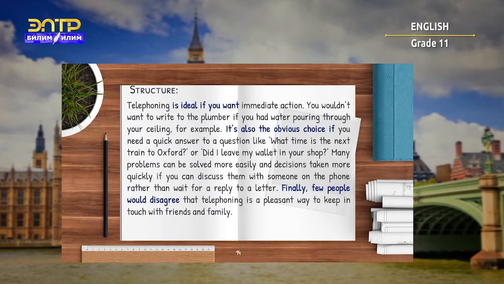So let's see now. Telephoning is ideal if you want immediate action. You wouldn't want to write to the plumber if you had water pouring through your ceiling, for example. It's also the obvious choice if you need a quick answer to a question like, what time is the next train to Oxford? Did I leave my wallet in a shop? Many problems can be solved more easily and decisions taken more quickly if you can discuss them with someone on the phone rather than wait for a reply to a letter. Finally, few people would disagree that telephoning is a pleasant way to keep in touch with friends and family.